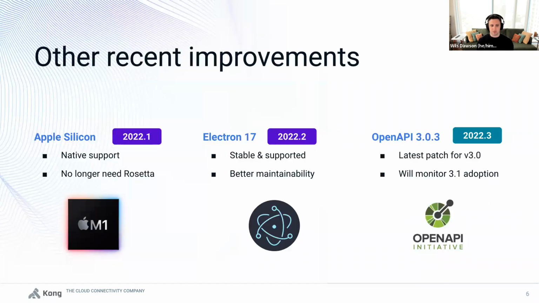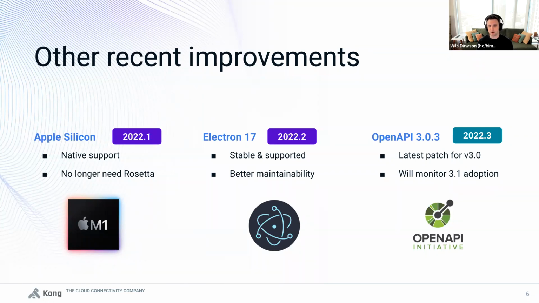So some other recent improvements that we did also in 2022.1, we added native support for Apple Silicon. This was largely due to upgrading a lot of other dependencies, but you no longer need to use Rosetta to use Insomnia. In 2022.2, we upgraded to Electron 17. So this was the first time in a while that we were using a stable and supported version of Electron, which we're really excited about.